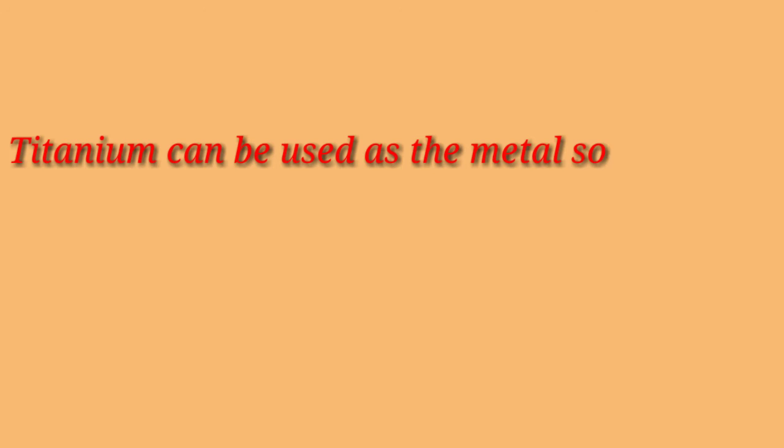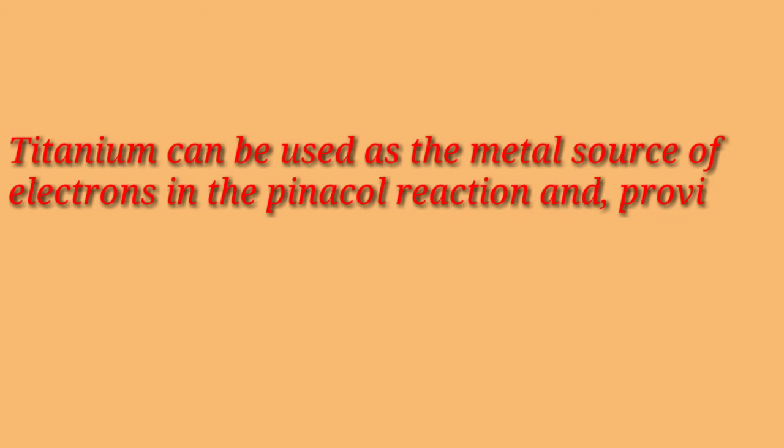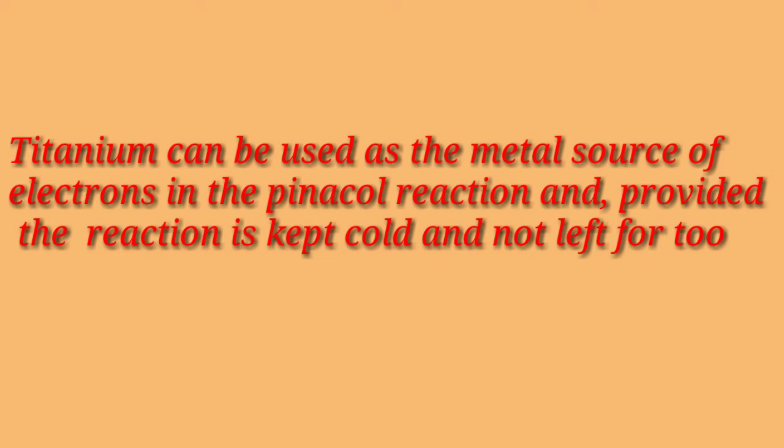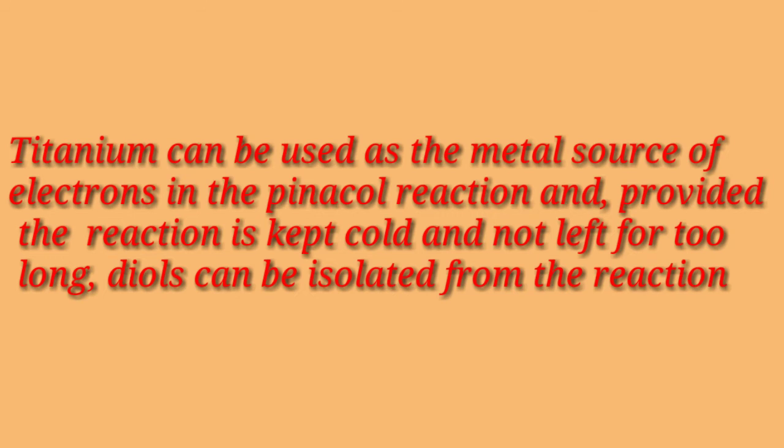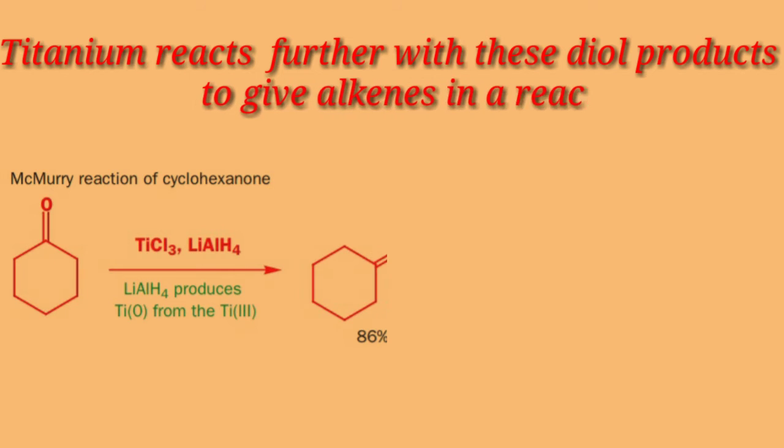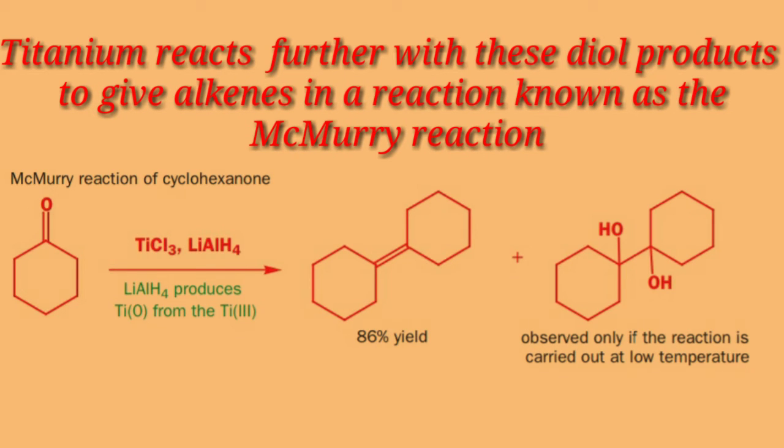Titanium can be used as a metal source of electron in the Pinacol reaction, provided the reaction is kept cold and not left for too long. Diols can be isolated from the reaction. However, titanium reacts further with this diol product to give alkenes, and this reaction is known as the McMurry reaction. So over here an example is shown, McMurry reaction of cyclohexanone.